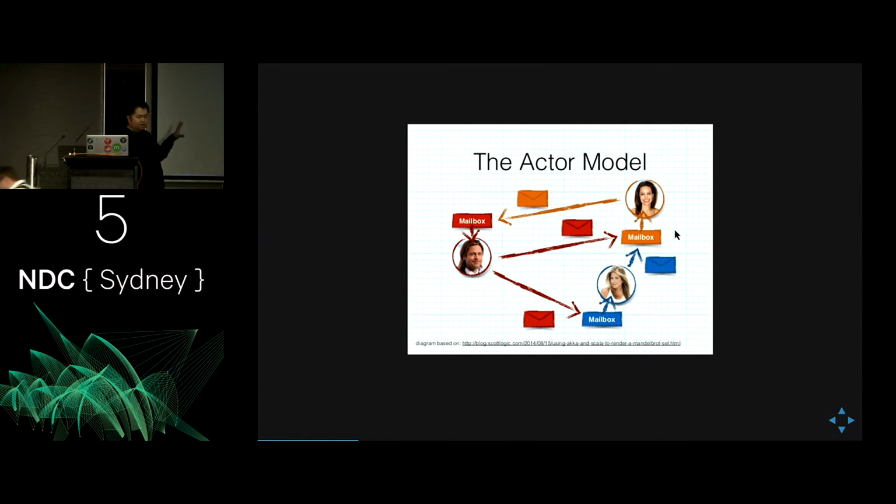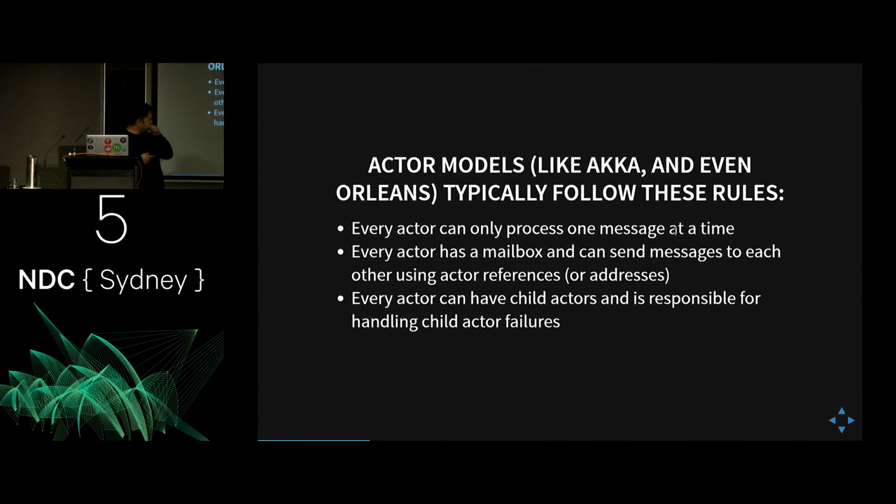For the actor model itself, it's fairly straightforward. It works on a few simple rules. Every actor has one mailbox. And the only way actors can actually talk to each other is if you send one message between the actors. The other important thing about actors themselves is that they could spawn child actors.